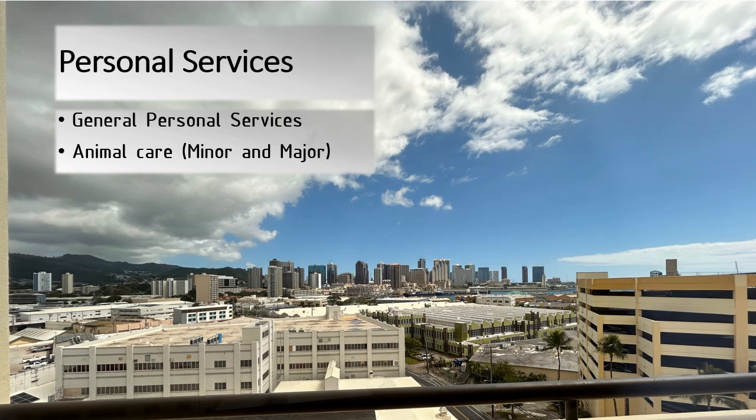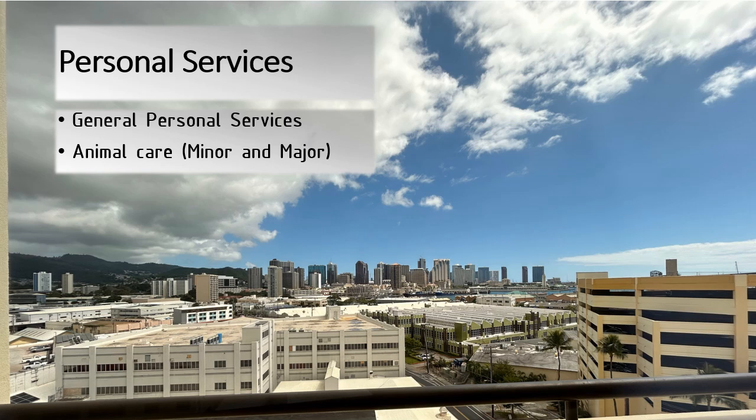Animal care involves providing medical care, grooming, training, or boarding services to household pets as a principal use. The term includes, but is not limited to, animal shelters, kennels, veterinary clinics, animal hospitals, pet grooming, and pet daycares.